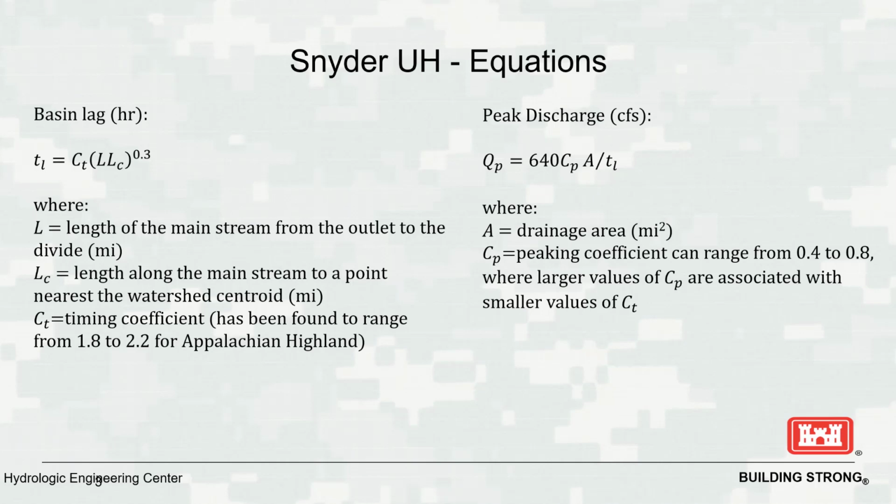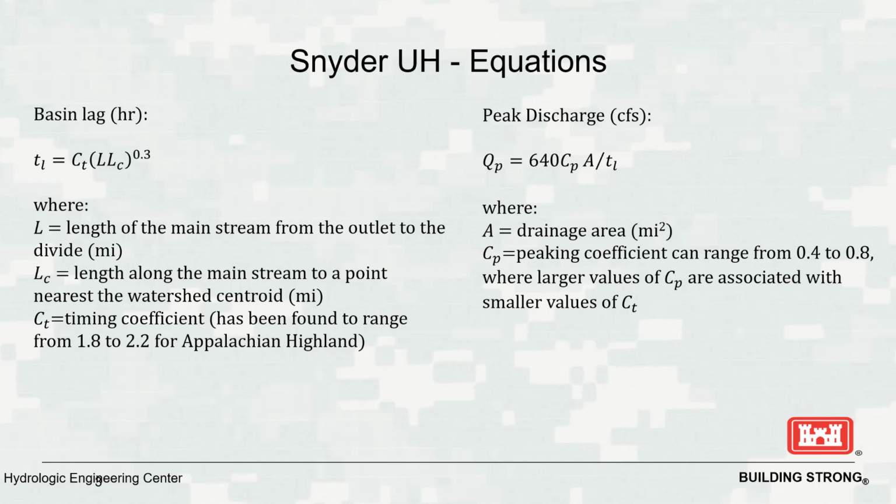Snyder's method provides an equation to estimate watershed lag by multiplying CT, which is the timing coefficient, by the length of the longest flow path and the length of the centroidal flow path. CT is a variable coefficient that is best estimated through calibration.